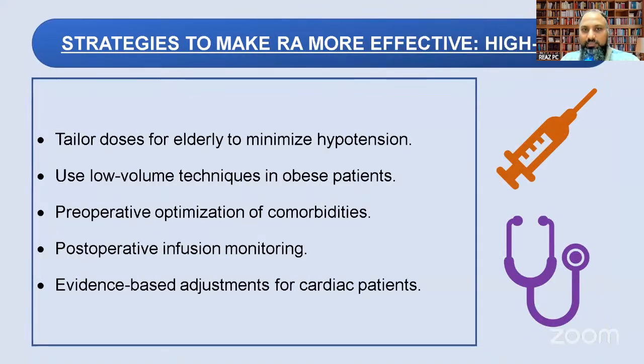In high-risk patients, to make regional anesthesia more effective, we must tailor the local anesthetic doses for elderly patients to minimize hypotension. We can use low volume techniques in obese patients. We will have to preoperatively optimize the patient and his comorbidities. We can also monitor the postoperative infusion of local anesthetics during regional analgesia or anesthesia. We can use evidence-based adjustments for cardiac patients.